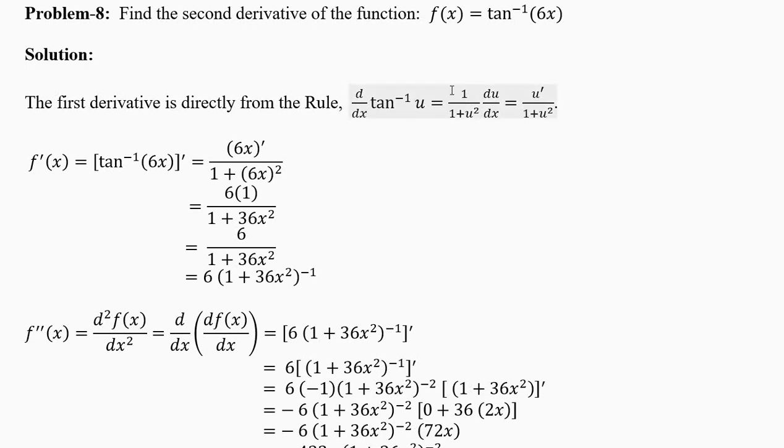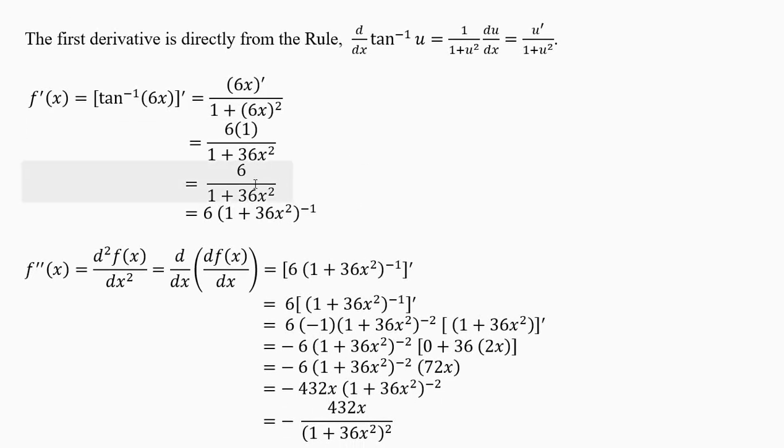Derivative of tan inverse u is 1 over 1 plus u squared times du by dx. In short form, you can write it as u prime divided by 1 plus u square. U equal to 6x. So the first derivative is derivative of 6x divided by 1 plus 6x whole square. Derivative of 6x is 6 into 1 equal to 6. 1 plus 6x whole square is 1 plus 36x square. If you want only the first derivative, this is sufficient, but you have to write it as power minus 1 and put a bracket on 1 plus 36x square.